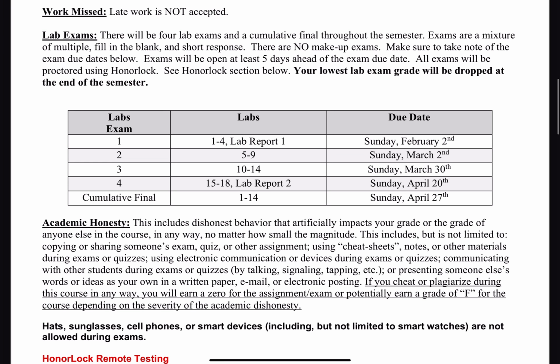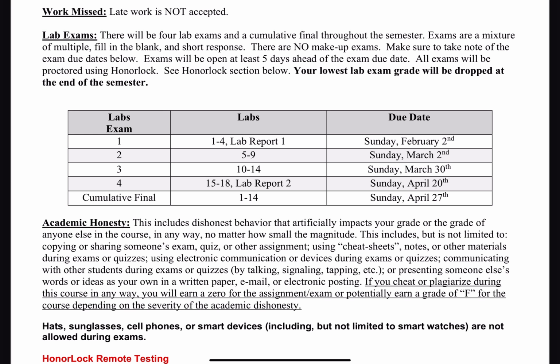This is what's on each lab exam. The first lab exam is going to include labs 1 through 4, and general information, not specific information, from your lab report 1, which is on blood typing. Lab exam 2 is going to be on labs 5 through 9, and so on and so forth. You can read that here.